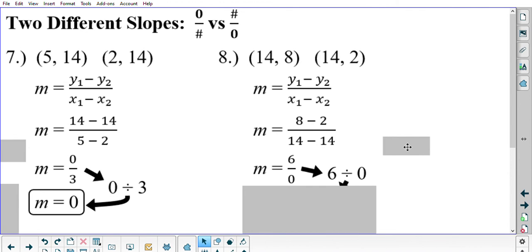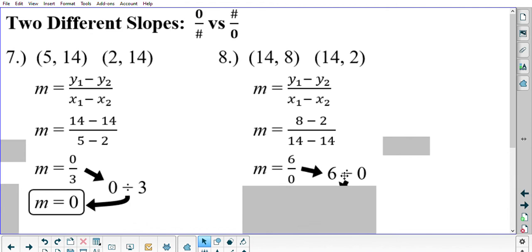If you guys have a calculator with you, pull it out right now. 6 divided by 0. Punch it in that order. I guarantee you, your calculator is going to give you an error message because there are no amount of zeros that can actually ever make 6. Think about it. Can 0 ever make 6?